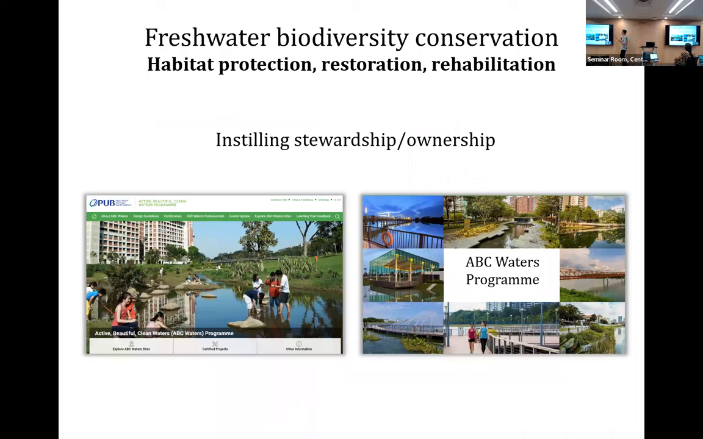Another approach, and this one is more from PUB's perspective, is to instill stewardship and ownership over these freshwater habitats. This is the ABC Waters program, where they make these freshwater habitats more accessible to Joe Public. In the old days, when I was a kid, the way you protected our freshwaters, our PUB reservoirs, was you cannot go, full stop. No entry. So you just go past, wow, so nice, the water looks so good, but cannot go in. Now what they do is they actually engage the public, they make these places a lot more accessible, and multiple stakeholders can use them. So you instill this stewardship and ownership and a better understanding of how what you do might affect the waters in which you play.